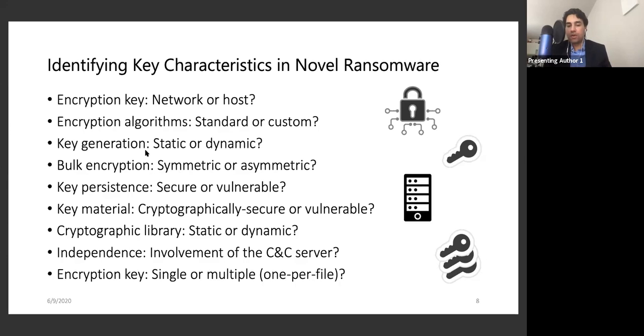Then there are certain other questions we need to answer as well. For example, the encryption key, are they using the same key to encrypt everything? In that case, there's one key and it lingers in memory for a long time. Or are they using multiple keys? In this case, each key will be used to encrypt one file.